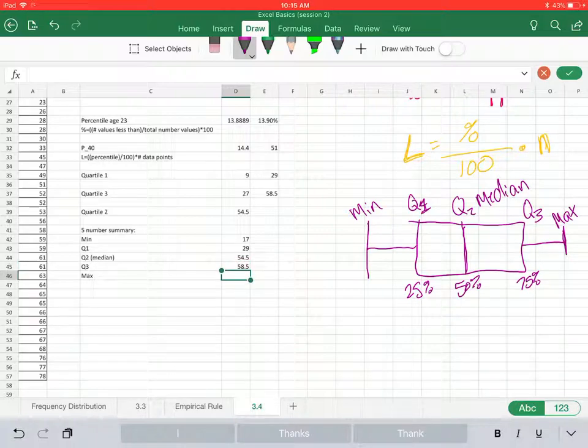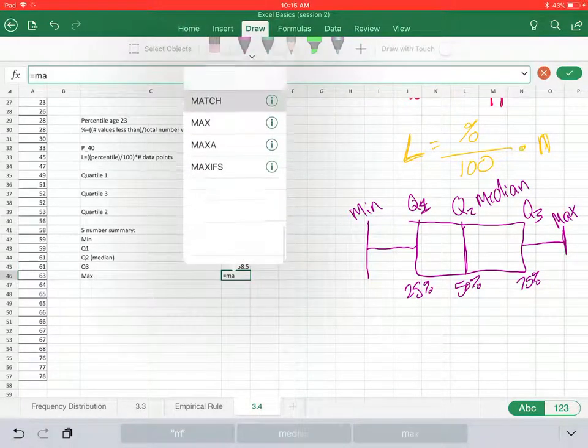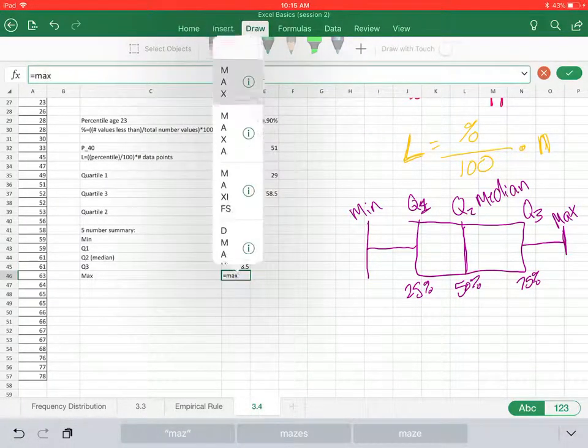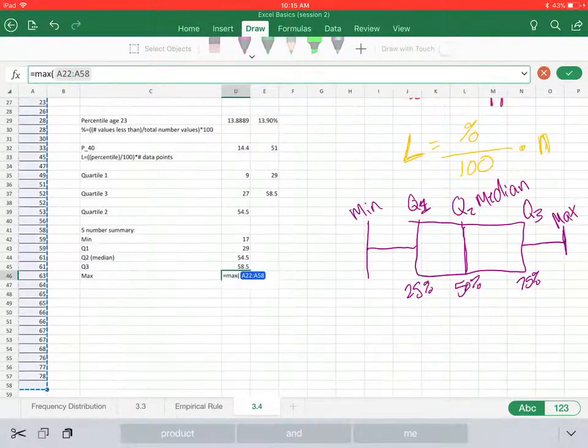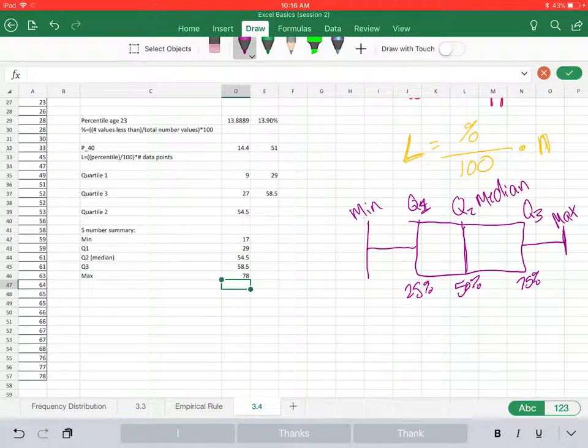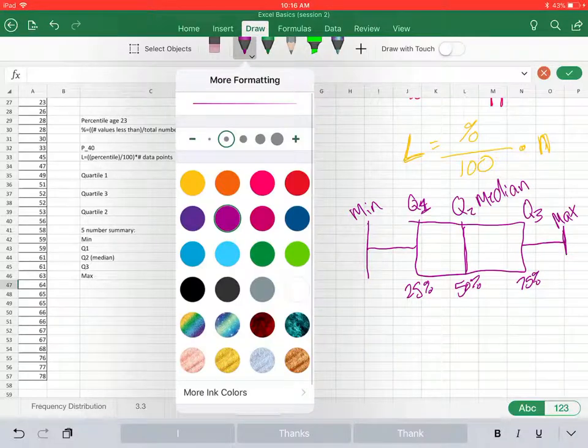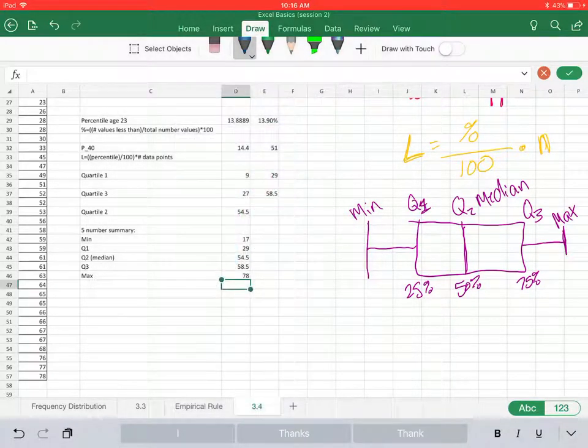And the nice thing is this particular data set is already set least to greatest, but sometimes they aren't, so I'm just going to go ahead and use the formula just so that you can see it being used and can kind of get used to it. And the max is 78.